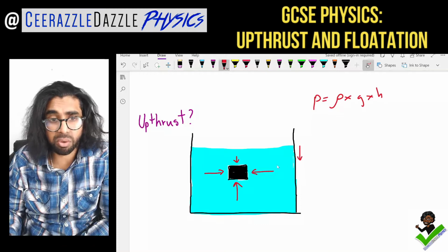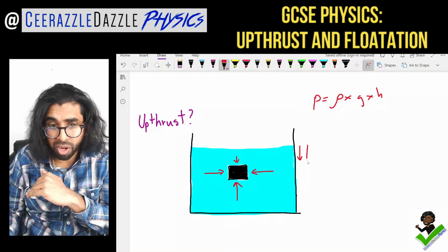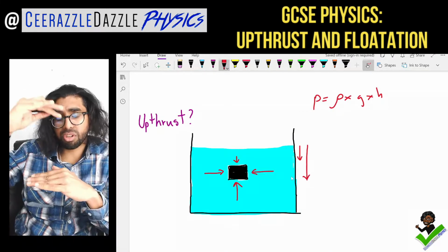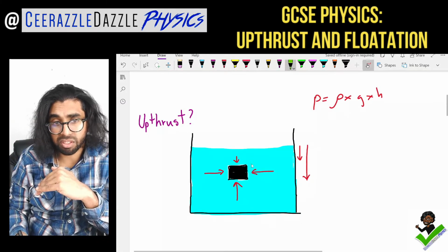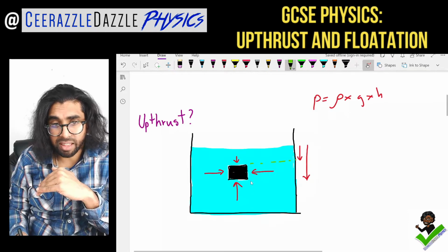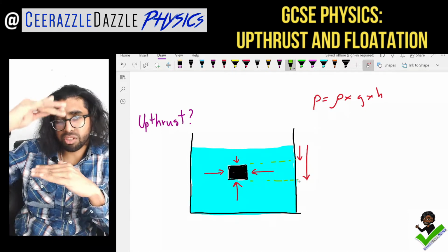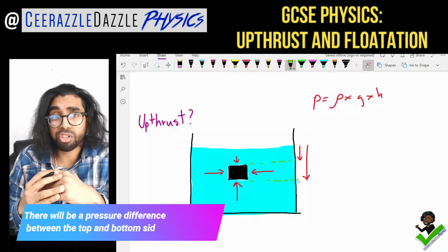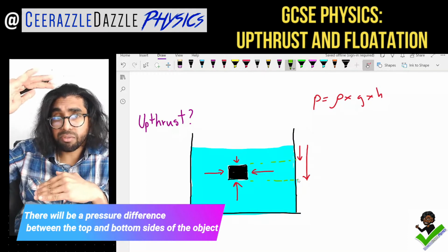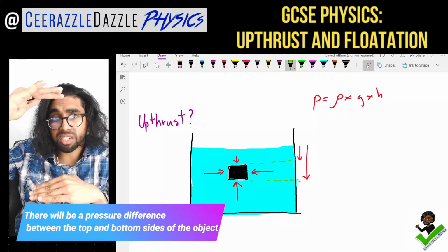The top of the object is going down to there. The bottom part of the object goes down to there. So they're two different heights, guys. So if you look at that, it's going to be two different heights over here. So this height over there and this one over there. See, we're at two different levels. So that will obviously cause a pressure difference. So there will be a difference in pressure between the top of the object and the bottom.